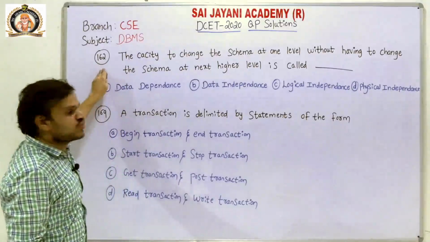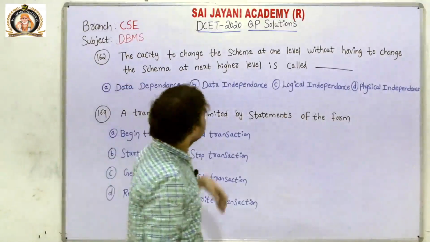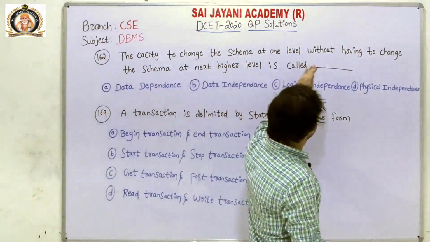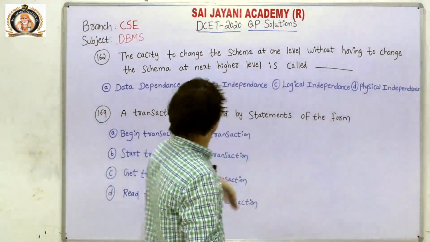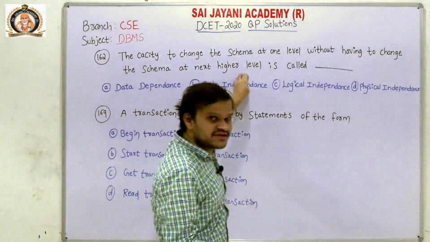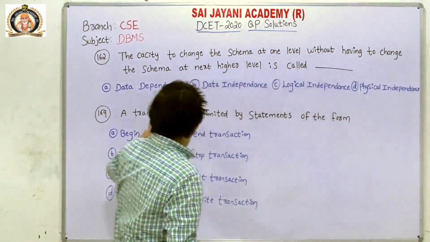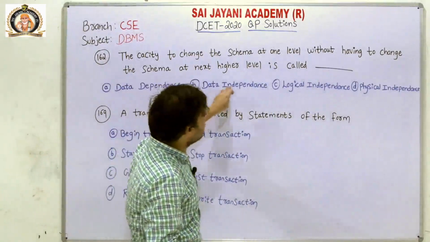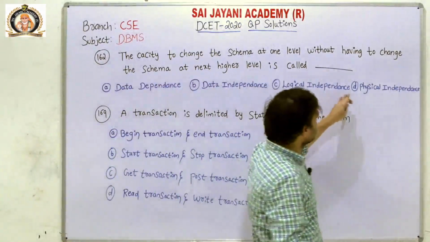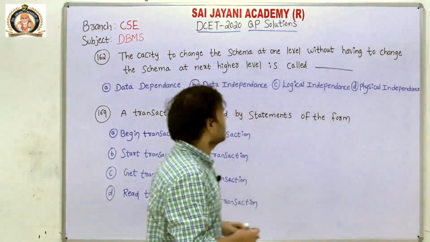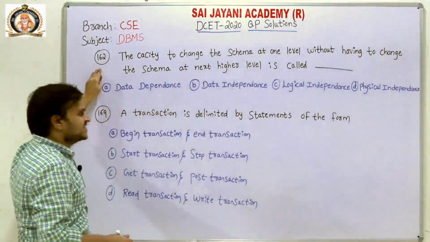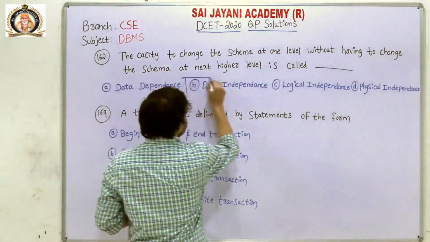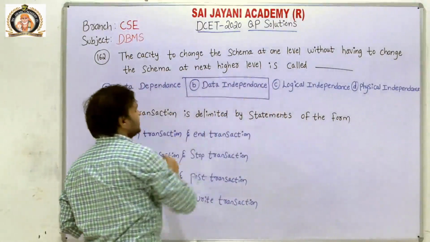Question number 162: the capacity to change the schema at one level without having to change the schema at the next higher level is called dash. Option A, data dependence. Option B, data independence. Option C, logical independence. Option D, physical independence. For question number 162, option B, that is data independence, is the right answer.